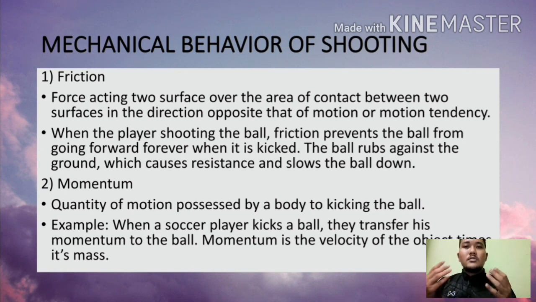Instead, scientists believe it is the result of the electromagnetic attraction between charged particles in touching surfaces. For example, when the player shoots the ball, friction will prevent the ball from going forward forever when it is kicked. The ball rubs against the ground, which causes resistance and slows the ball down.